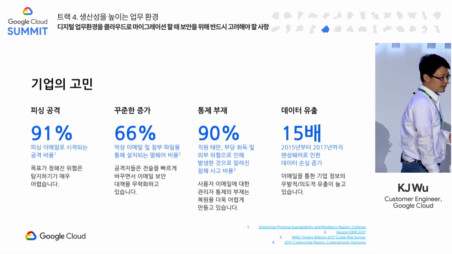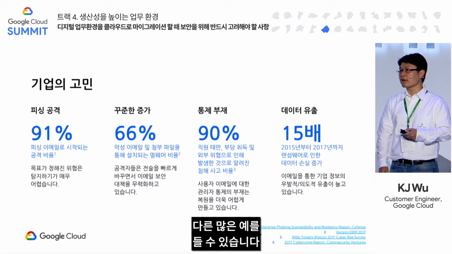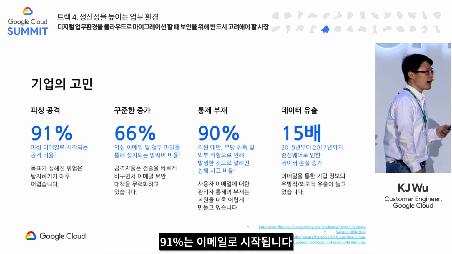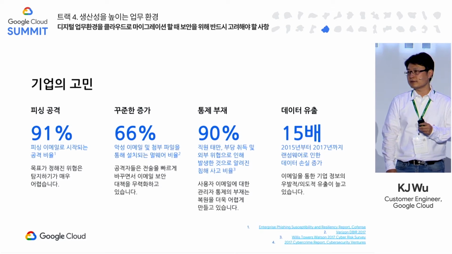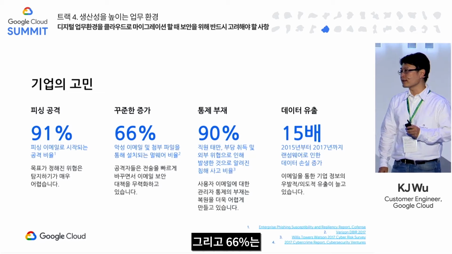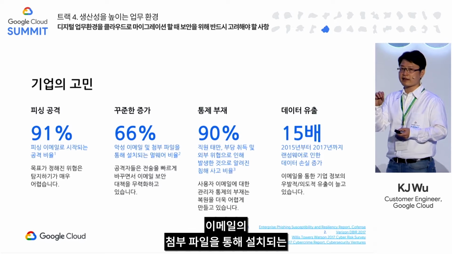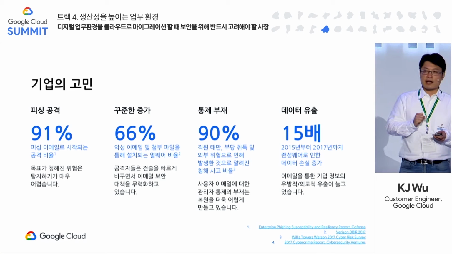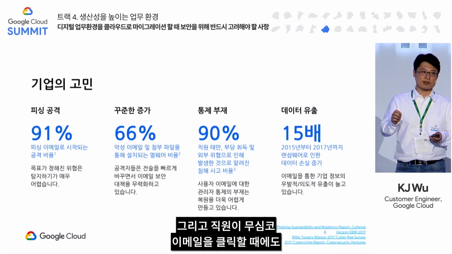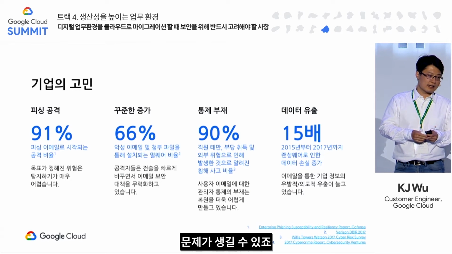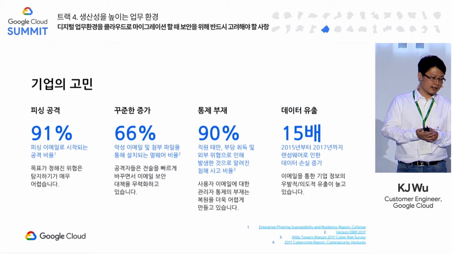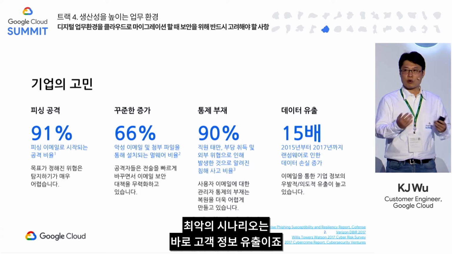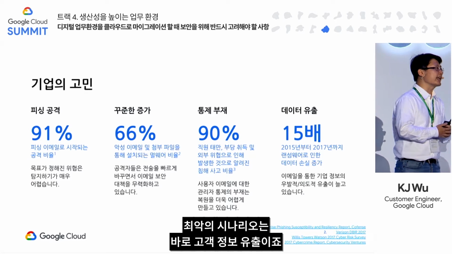And not just that, we see a lot of examples. 91% of phishing attacks came from email. And in 66% of cases, there is some malware or virus inside the attachment. If an employee accidentally clicks on that, it causes problems. And 90% of the problems come from a lack of control. The worst scenario is a customer data leak. It's not good.